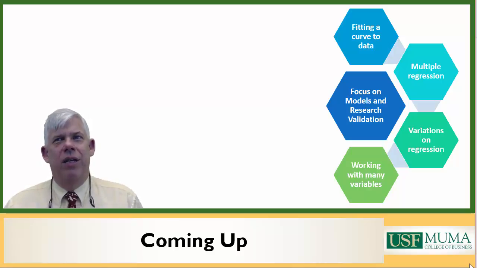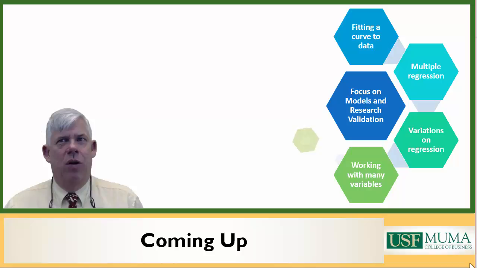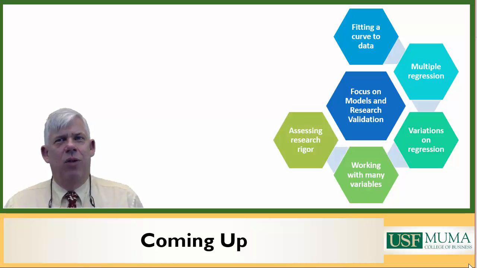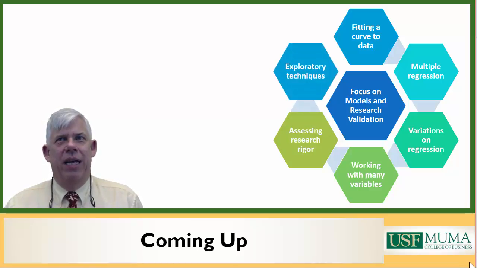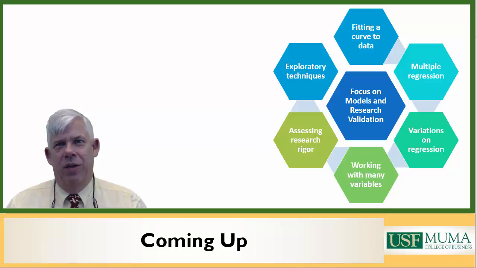And this is relatively advanced stuff, but it's stuff that you might encounter in some of the research that you read, especially if you're dealing in areas like analytics or marketing. And we'll talk a little bit about research rigor and what we mean by rigor and how we assess rigor. And then finally, we'll talk about some exploratory techniques that you might use when you really don't know what's going on, and so you've decided you want to try to explore building your own theories.